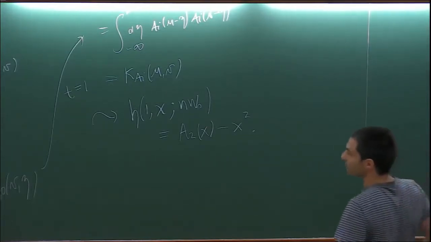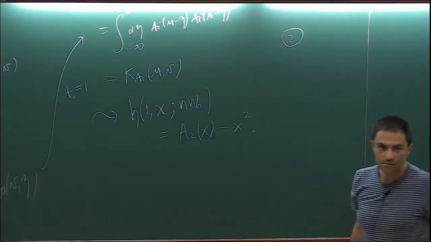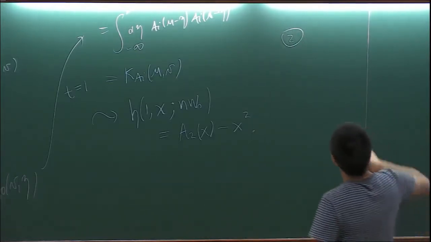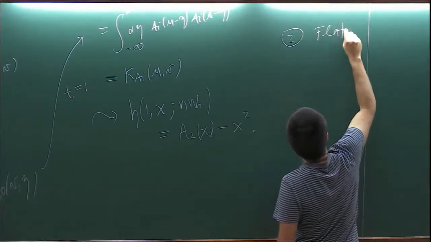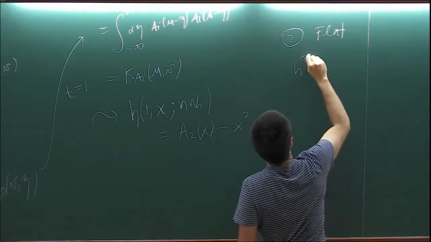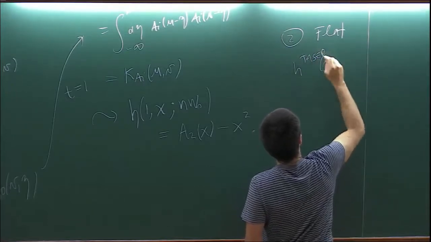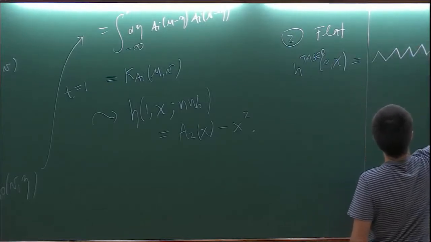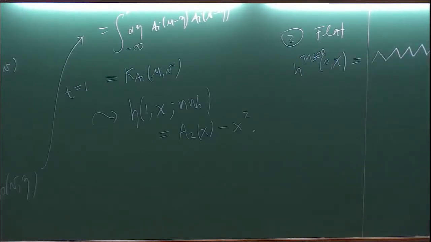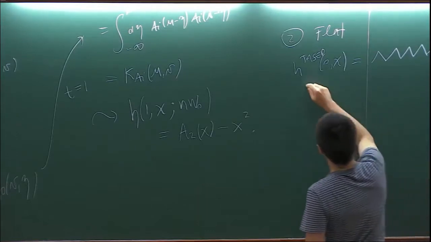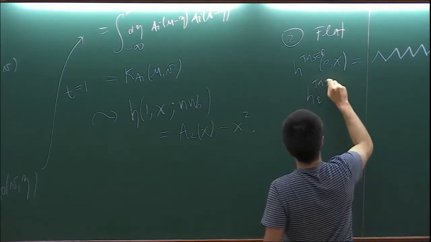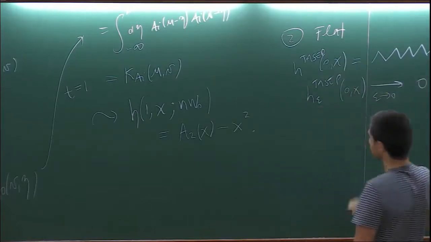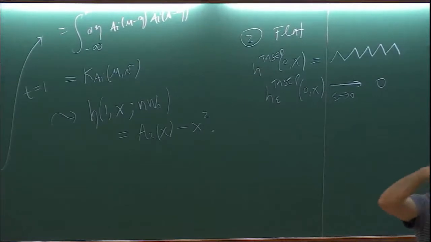Okay, so how about flat? So flat, I will do it quickly because it's only slightly more complicated, but there's some estimates that need to be done. So for flat, the initial data looks like this. And H epsilon goes to 0. Yeah, this thing is just getting flattened, and you just get 0.